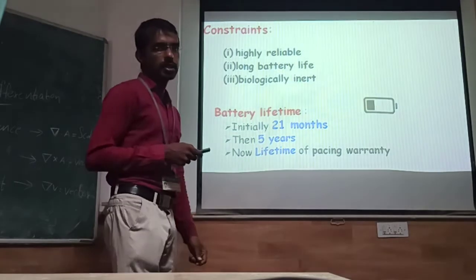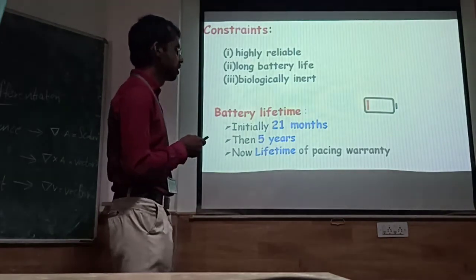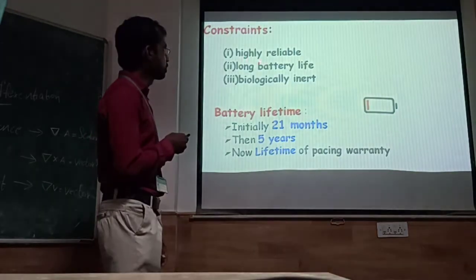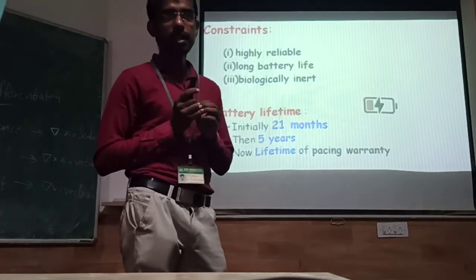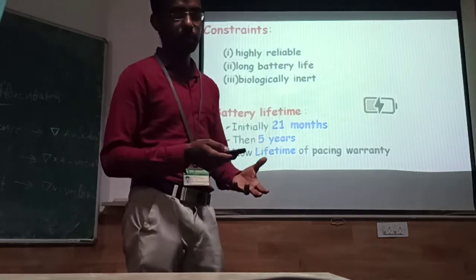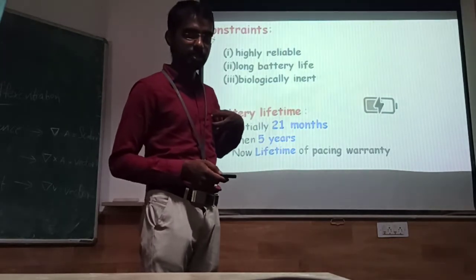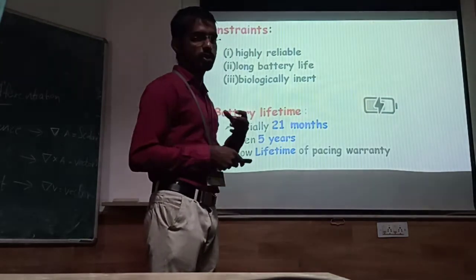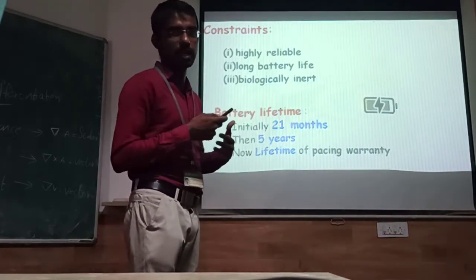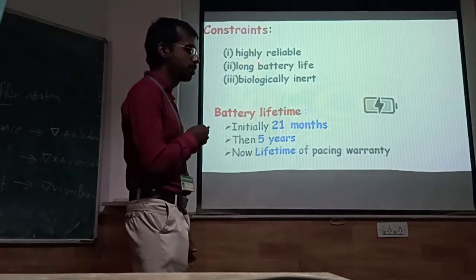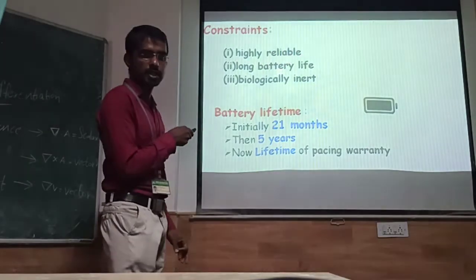So if you see what the requirements of a pacemaker are, I should have animated it, I missed it. The first one is it should be highly reliable. Reliable means what? Trustworthy, dependable. This is an internal pacemaker, you are keeping it inside the patient. So once you do the operation and place it inside, you cannot operate again and again and change all these things. So it should be trustworthy. It should run for years. So that is the first criterion.